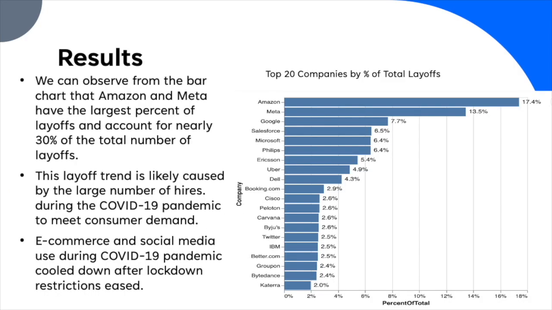For the results, this first chart shows the top 20 companies by percent of layoffs. So we can see from the bar chart, Amazon and Meta had the largest percentage of layoffs and accounted for nearly 30% of the total layoffs. The trend is likely caused by the large number of hires that these tech companies hired during the COVID-19 pandemic to meet the consumer demand. So during the COVID-19 pandemic, there was a lot of e-commerce use because a lot of lockdowns had happened.